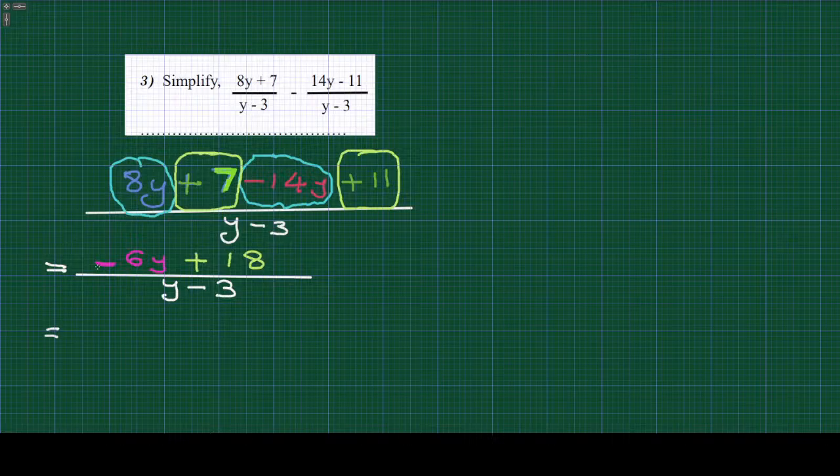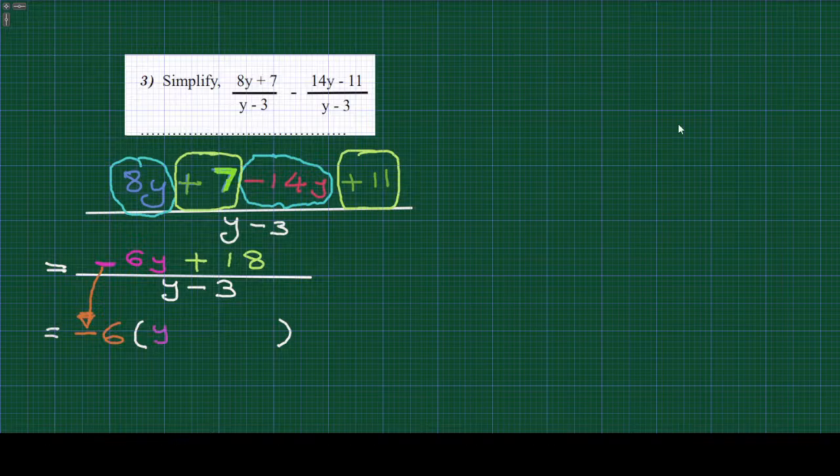You write this minus as it is. 6 and 18 was the common factor, 6. So then you put the brackets. Minus 6 times what would give you minus 6y? Minus 6 times y would give you minus 6y. So you write y in.